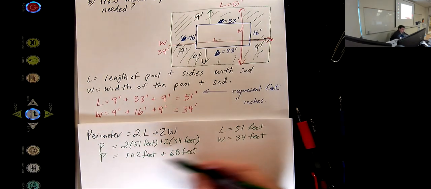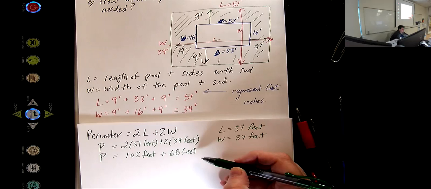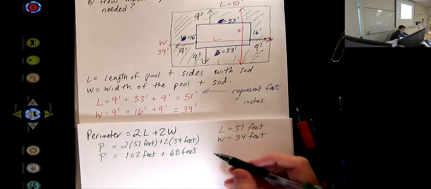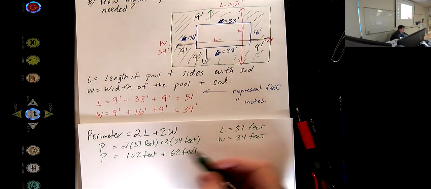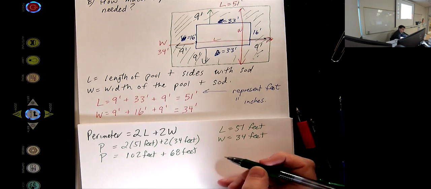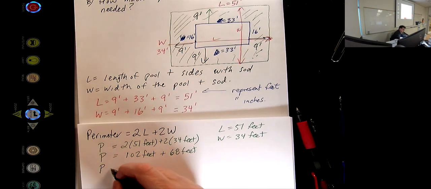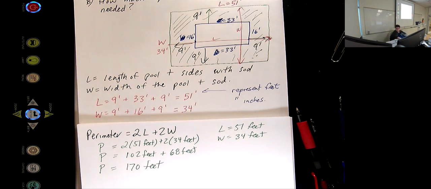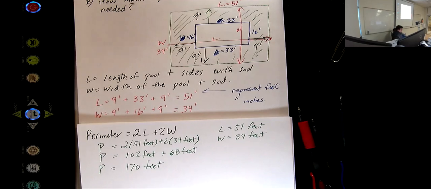And notice that they're both in feet, so I can add them together. They both have the same units. Pay attention to that, because if you put units in and follow them, you may recognize, oh, I did inches on one and feet on the other. You can't add them together without some conversions. So the perimeter is 170 feet. That was part A, right? We got the perimeter, how much fencing we needed.